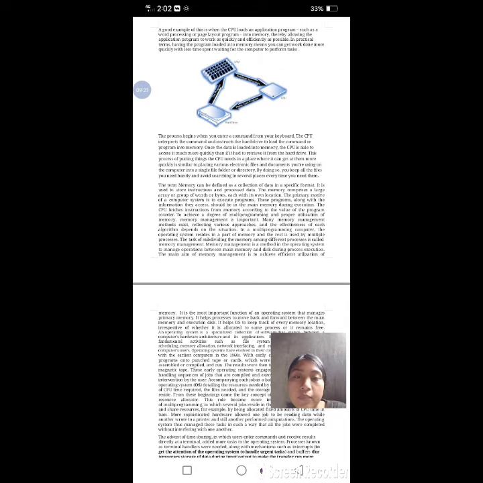This process of putting things the CPU needs in a place where it can get at them more quickly is similar to placing various electronic files and documents you're using on the computer into a single file, folder, or directory. By doing so, you keep all the files you need handy and avoid searching in general places every time you need them.